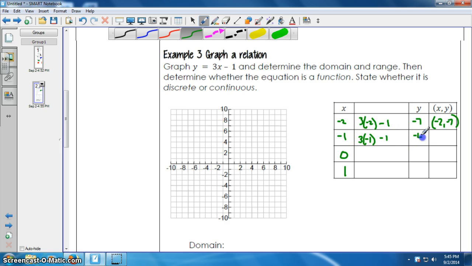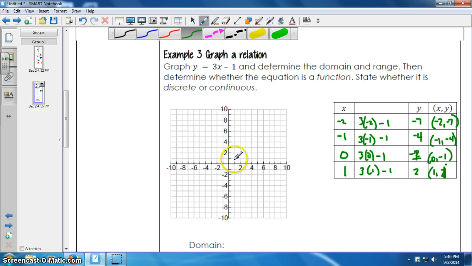-3 minus 1 would be -4. So we have an ordered pair of -1, -4. Make sure your x goes first, then your y value. 3 times 0 minus 1 is... oh, nope. That would be 3 times 0 is 0 minus 1, so -1. And 0, -1. And then 3 times 1 minus 1. So 3 minus 1 is 2. Going a little bit slower to make sure we get it right. Okay, so let's go ahead and plot these 4 points.